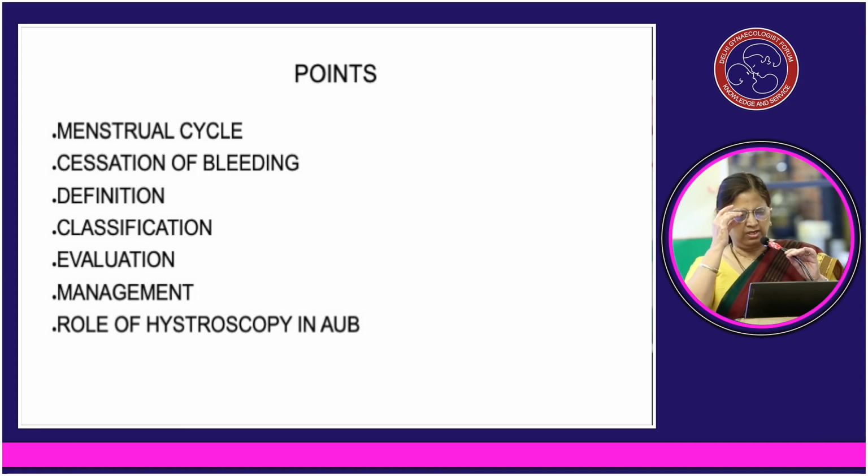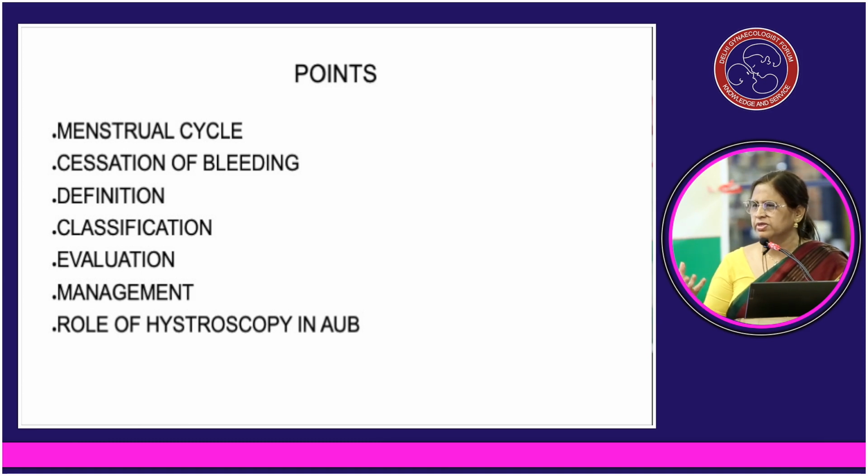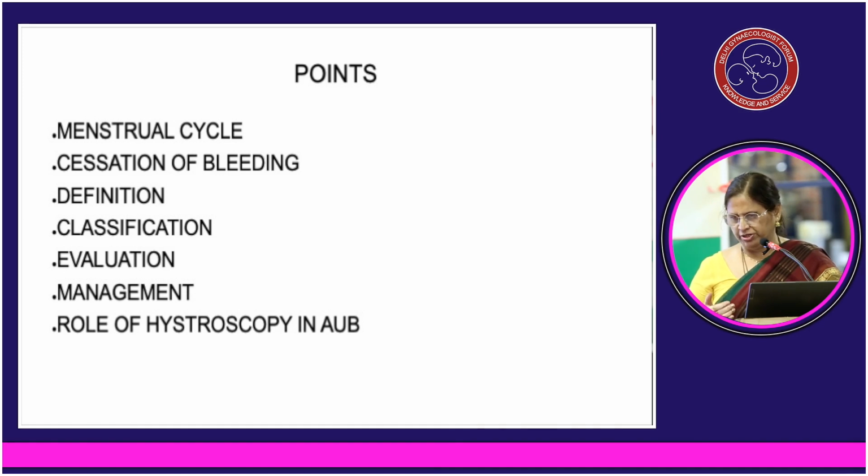How is the menstrual cycle regulated? We all know that it is regulated on 3 levels, from the hypothalamus, pituitary, and then ovary, and then to the endometrium. So there are synchronous changes in a synchronized way. Only when this synchronicity is absolutely in form is it normal bleeding. But wherever it goes wrong, then we have abnormal bleeding.